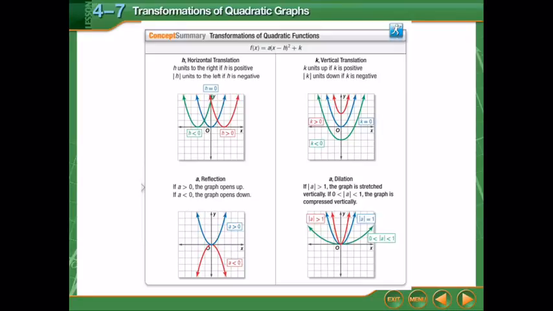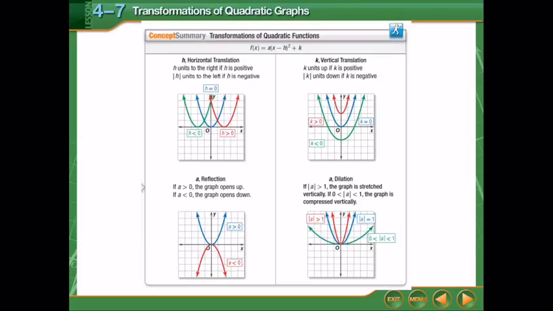The k at the very end of the equation is the vertical translation, so that's what's going to shift it up or down. And that's always going to do what makes sense. If it's plus a number, it's going to go up, minus a number will go down. A in front of the equation has to do with the reflection and the dilation of the graph. What that means is if the graph opens up or down, and like I said earlier, when A is positive, it opens up. When A is negative, it opens down.